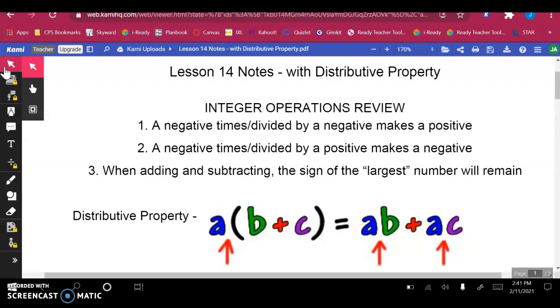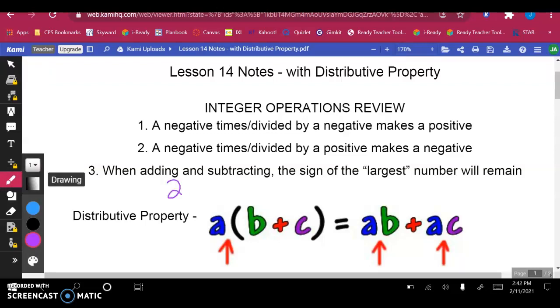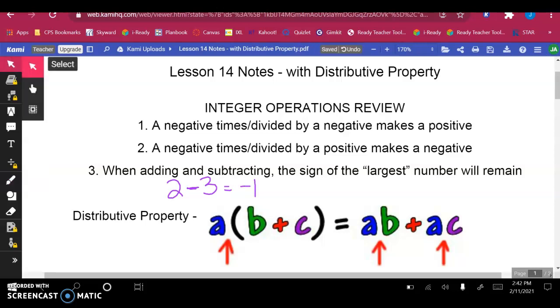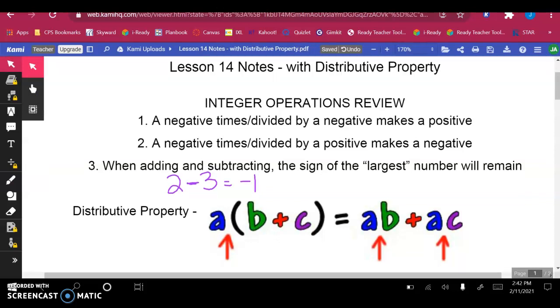And then also with adding and subtracting, you have to pay attention to the sign with the largest number, and that's the sign that your answer will have. So for instance, if you have 2 minus 3, you subtract them, big minus little, so 3 minus 2 is 1, but then you go back to your problem and see which number was larger. Well, the 3 is larger, and that 3 has that minus sign, which is really a negative, and so then your answer would be negative. So again, adding and subtracting, as you know, is a little more difficult than the multiplying and dividing rules.